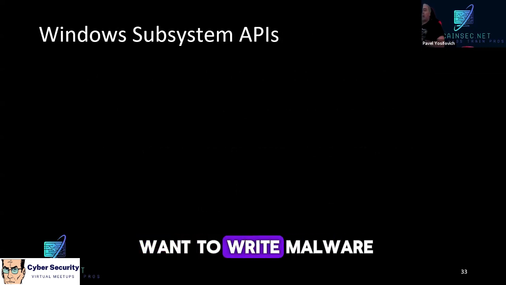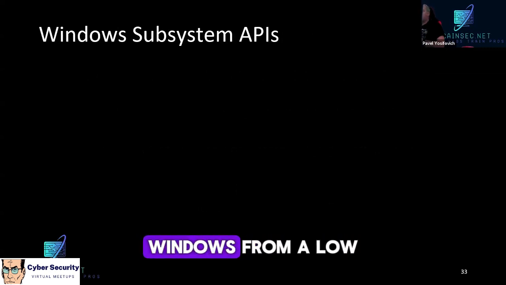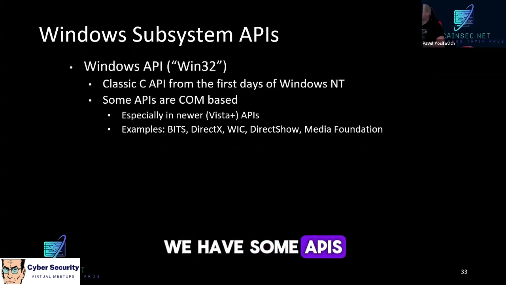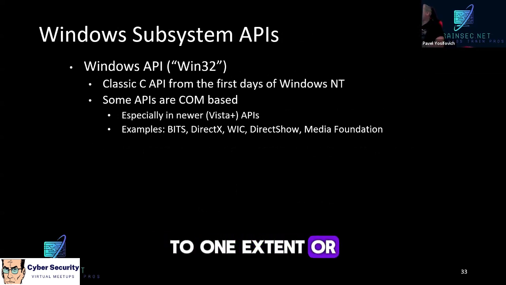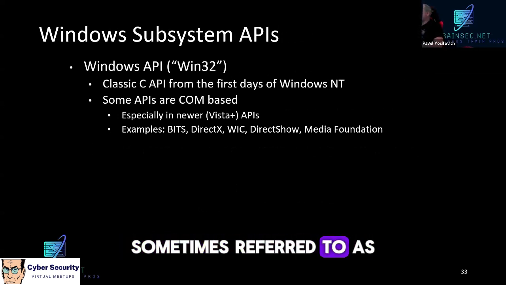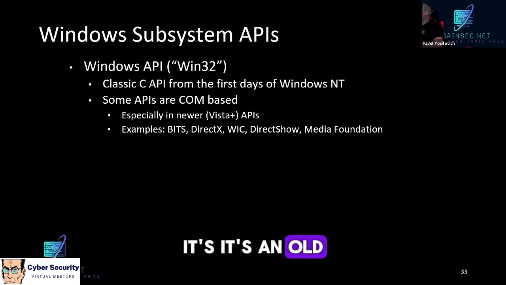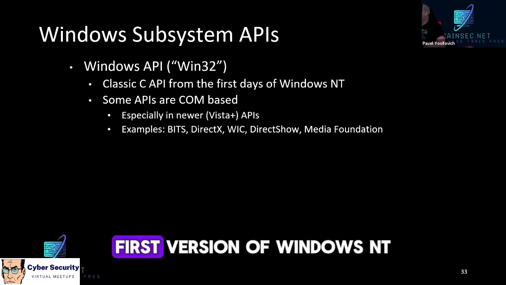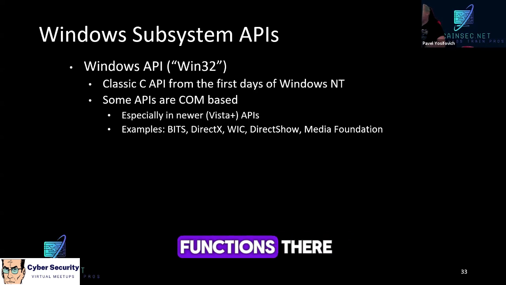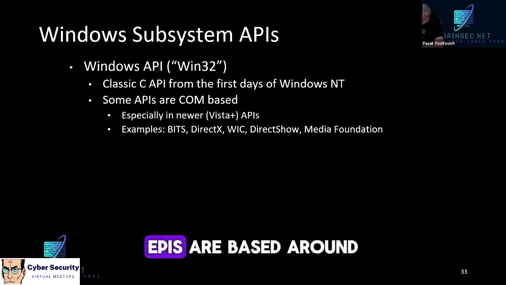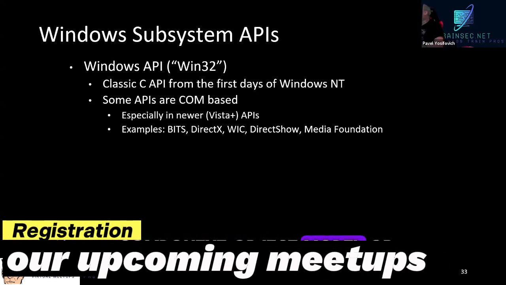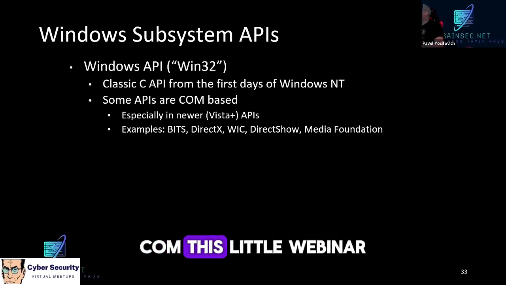Normally, when we want to write malware, or in fact any kind of software on Windows from a low-level perspective, we have some APIs provided to us by Microsoft. The most common API that many people are familiar with to one extent or another is the Windows API, sometimes referred to as Win32. It's not really a good name, it's an old name, but still used a lot. This is the classic C API that was there from the first version of Windows NT. There are a lot of documented functions there, and these are used a lot, such as the functions used by the DarkSide ransomware. Some APIs are based around the technology called the Component Object Model, or COM. I'm not going to discuss COM in this little webinar.